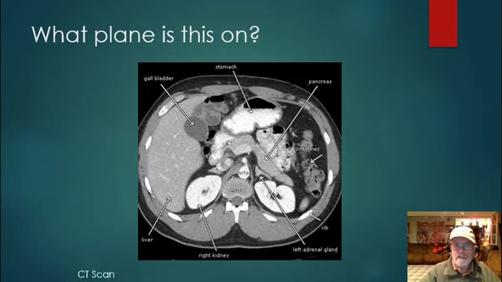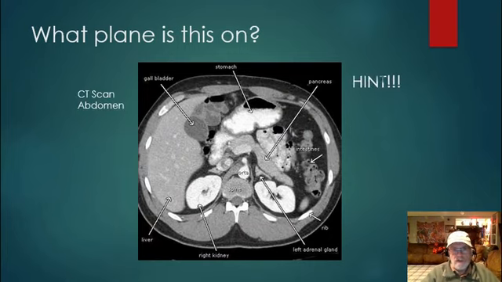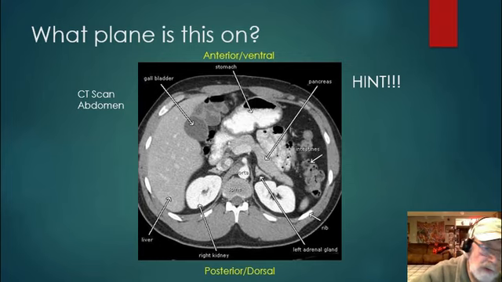What plane is this on? This is a CT scan of the abdomen. CT scans are radiographs as well, but they're taken in slices. There's the hint. Hint, that's anterior or ventral. Ventral is the word for in front, and posterior or dorsal. What plane is that on? Think about that. Now I know that there's anterior and posterior. So this over here would be the right side, and this would be the left, okay? Because it's looking at it from the bottom up. So what plane would that be on?